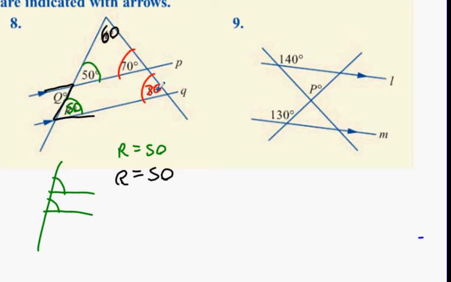Okay, question 9, the last one. Question 9.